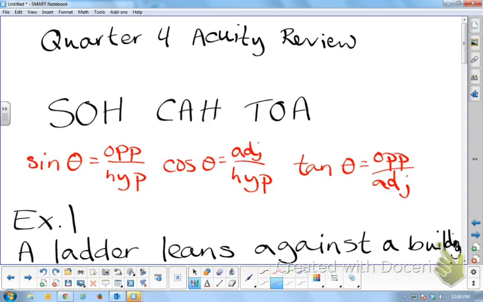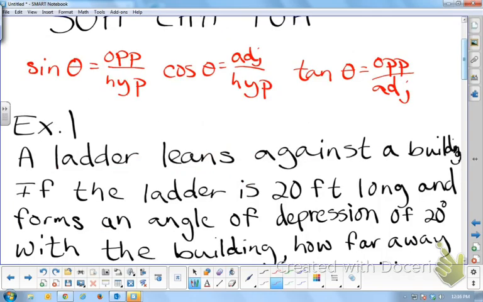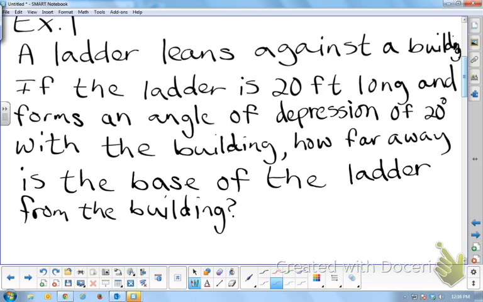With most of our trig problems, we ended up doing word problems, and that's what you'll see mostly on the Acuity test: various word problems. So our first example is a ladder leans against a building. If the ladder is 20 feet long and forms an angle of depression, I'm going to change this angle to a different angle so that it'll work out a little bit. It's kind of weird to have them both 20. Forms an angle of depression of 15 degrees with the building. How far away is the base of the ladder from the building?